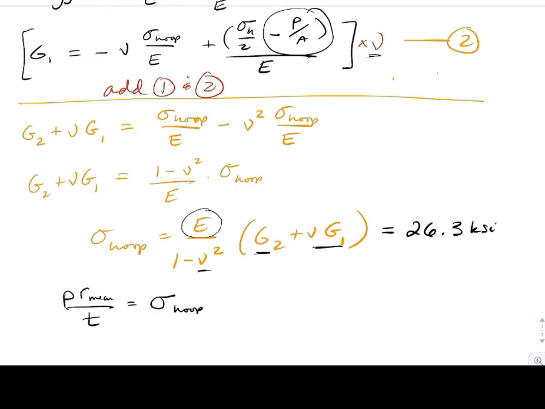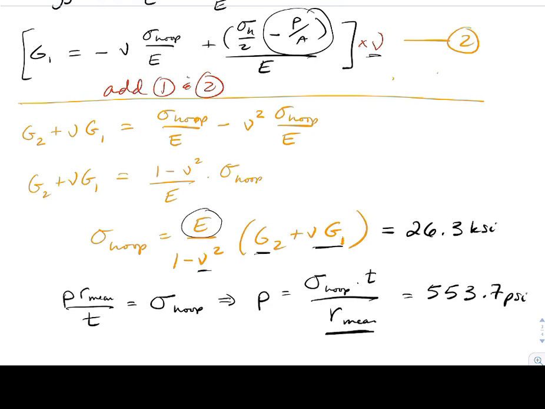And then we can relate that to the pressure inside the tank. Sigma hoop is equal to PR over T, so we can solve that for the pressure. That's going to be sigma hoop times the thickness over R mean. You're going to end up using 23.75. If you calculate that, we've got just over 550 psi.